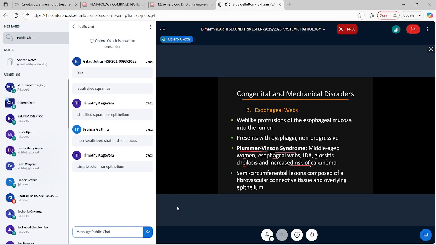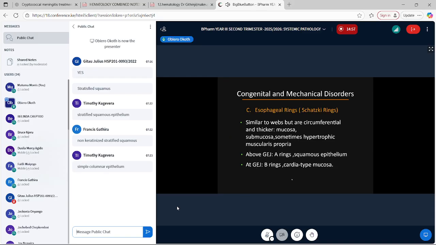It's called Plummer-Vinson syndrome, related to iron deficiency anemia. Webs are normally circumferential, meaning they cover part of the lumen, and they are composed of fibrovascular connective tissue, and they have an overlying epithelium. We have an example of a web, and I'll show you. I think I have it somewhere on top there.